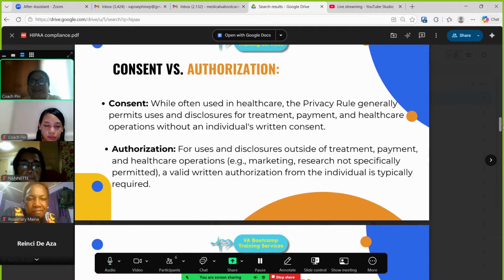We need to focus on consent versus authorization. Okay, so when we say consent, while often used in healthcare, the privacy rule generally permits uses and disclosures for treatment, payment, and healthcare operations without an individual's written consent. Okay? So when we say authorization, it covers uses and disclosures outside of treatment, payment, and healthcare operations. So it can be used for marketing, research, or anything not specifically permitted. Okay? A valid written authorization from the individual is typically required.